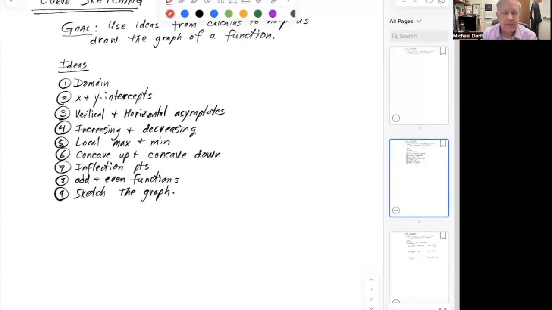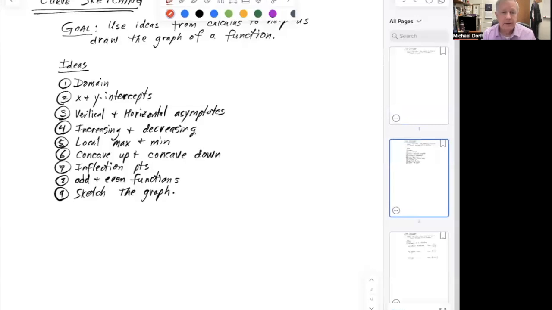Those ideas include what is the domain of the function, and where does it have its x and y intercepts. The x and y intercepts are where the graph crosses the x-axis and where it crosses the y-axis. Are there vertical and horizontal asymptotes? And if there are, where are those? Where is the function increasing and decreasing? Where does it have a local max and mins? Where is the function concave up and concave down? Are there any inflection points? And if so, where are they?